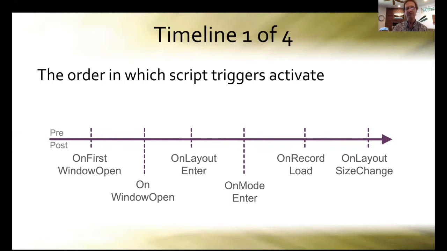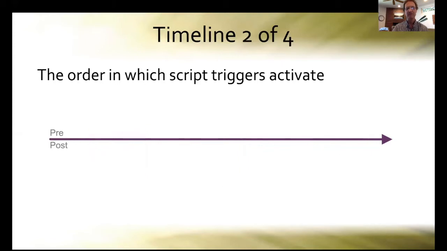The next batch of script triggers can happen in various order based on user activity and on context where they are. For example, they might change from form view to list view, in which case the on view change script trigger would activate. On gesture tap, if they're using an iOS device, they might perform a gesture like a pinch out or pinch in, a 2-finger tap, or so forth.